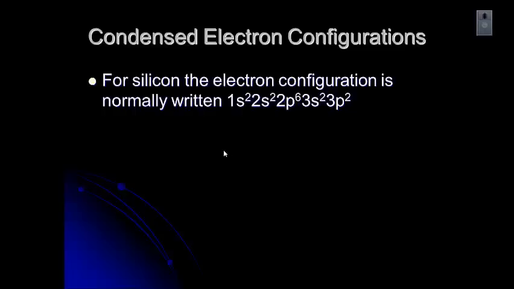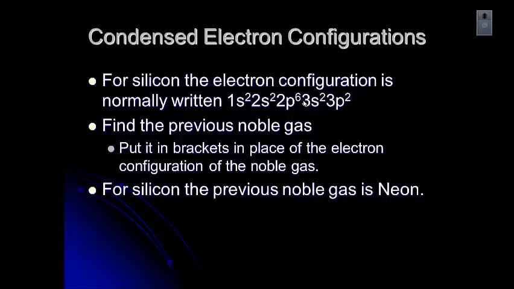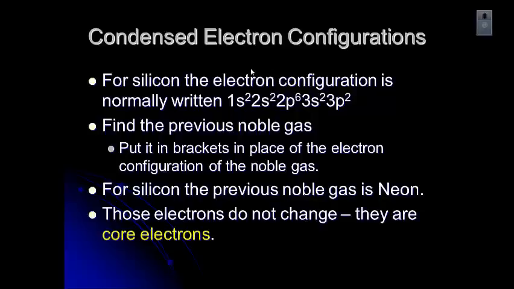So if you look at silicon, we typically would write that electron configuration 1s2, 2s2, 2p6, 3s2, 3p2. We want to find the previous noble gas, and we're going to take it and put the symbol in brackets in place of the electron configuration of the noble gas. For silicon, the previous noble gas is neon. Remember, previous means the one before it. Those electrons don't change. Those are core electrons. Those are the ones that are not going to react.